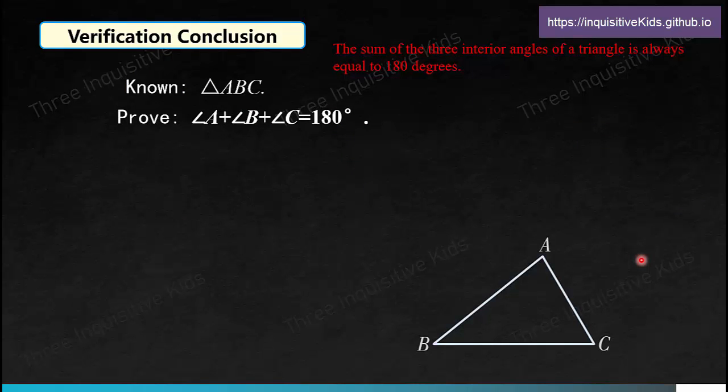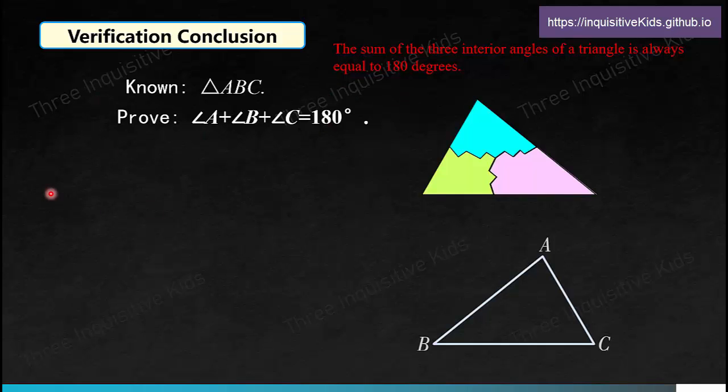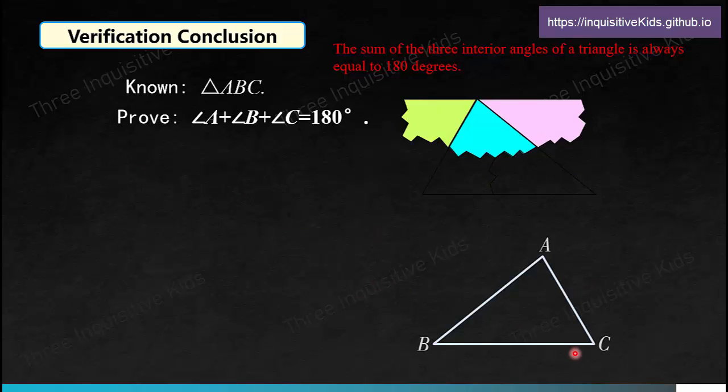So here's the conclusion. We know that there is triangle ABC, so we want to prove that angle A plus angle B plus angle C is 180 degrees. Remember, the sum of the three interior angles of a triangle is always equal to 180 degrees. So how do you prove this? Well, here's a triangle, same thing as this triangle here. Then you cut out its angles and place them together. That was straight, and that's the same thing with this triangle.